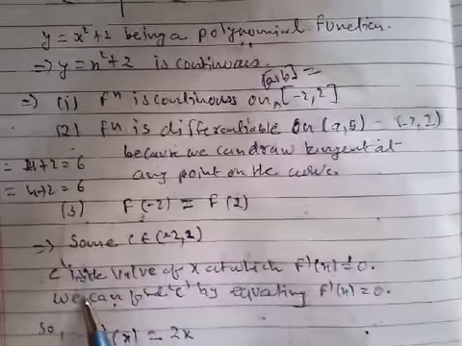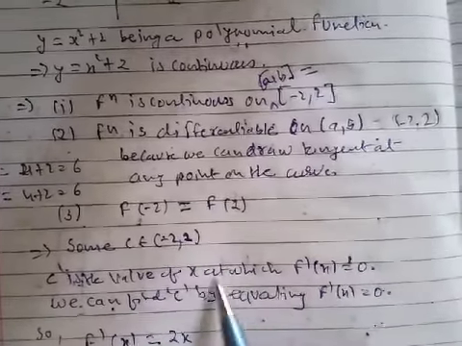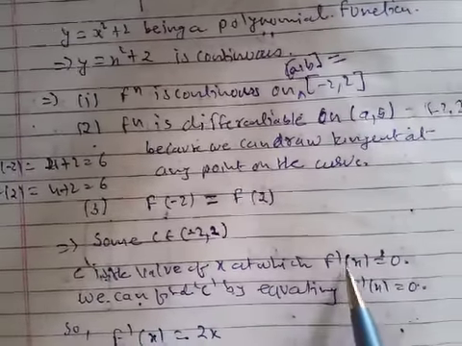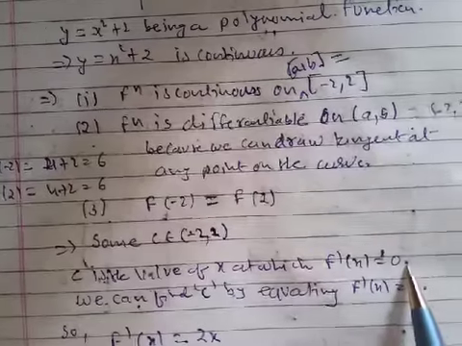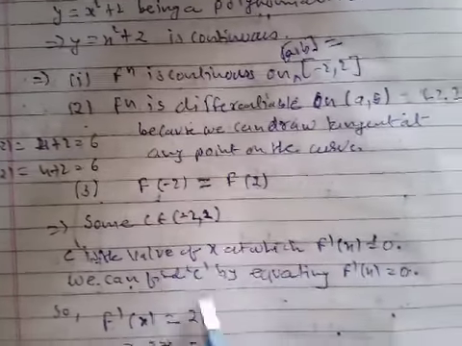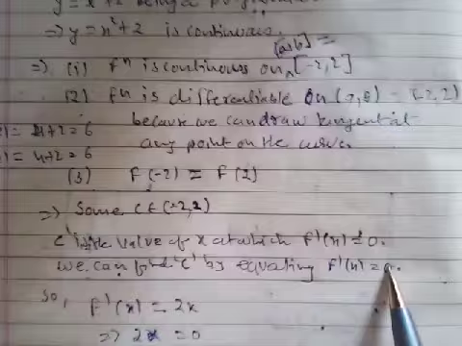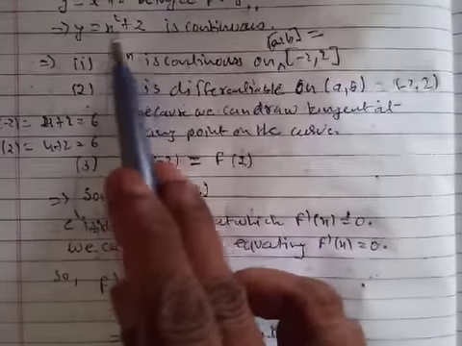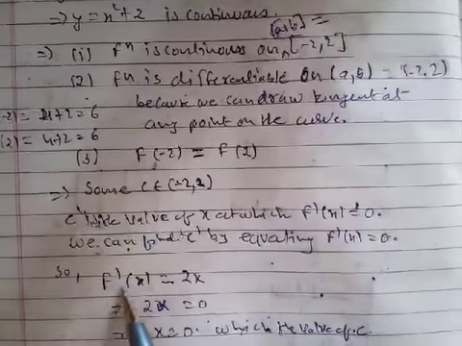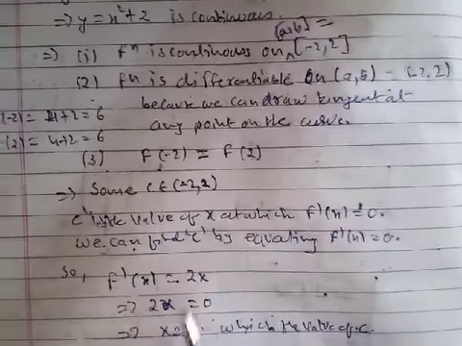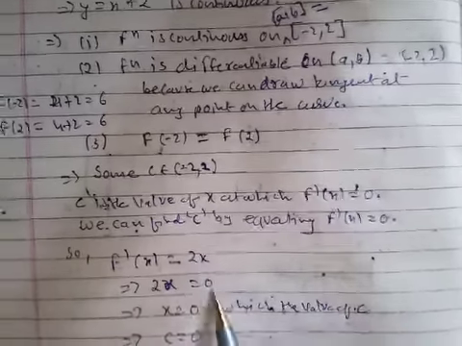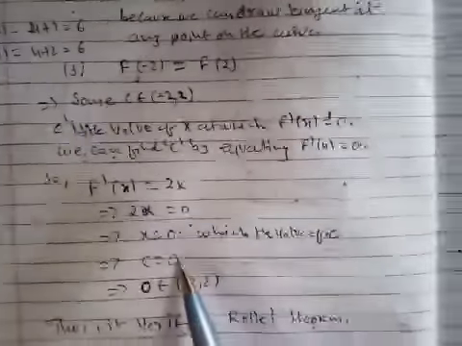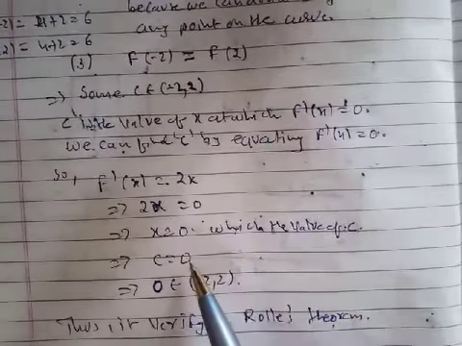How to get that? c is the value of x at which f dash of x is equal to 0. So we can find c by equating f dash of x to 0. Taking the derivative, we get f dash of x is equal to 2x, which is equal to 0. So 2x is equal to 0, x is equal to 0, which is the value of c. So we got c is equal to 0.